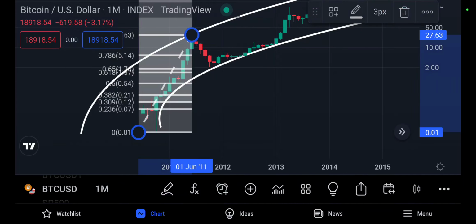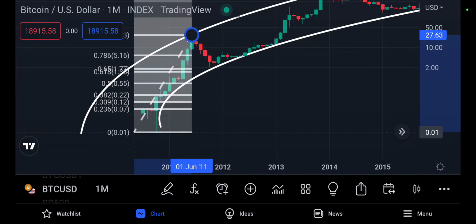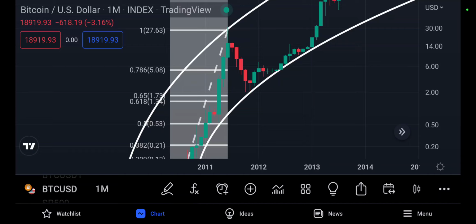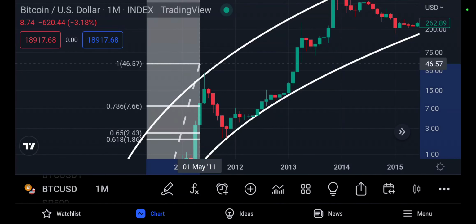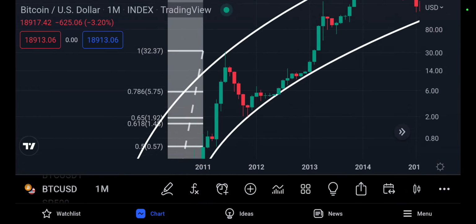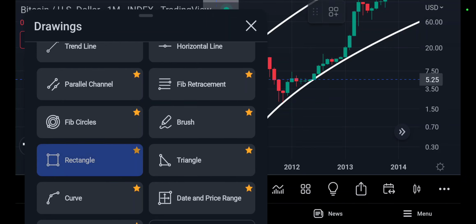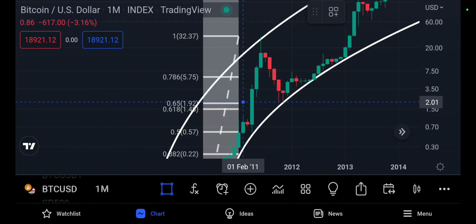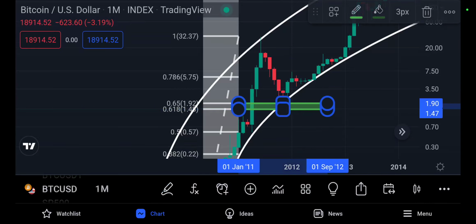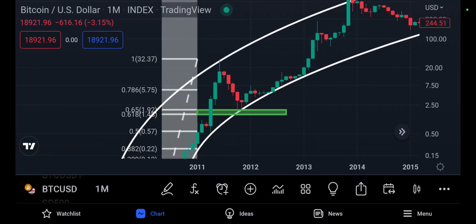So we drag it from the top all the way to the bottom, and we just look at the 0.618 Fibonacci. And as you see, let's get a little bit more accurate. Top is right there. Okay, and that's the bottom. So now get our rectangle tool out, and we just mark the 0.65 to the 0.618 Fibonacci. And look at that, we pretty much landed right in that range.